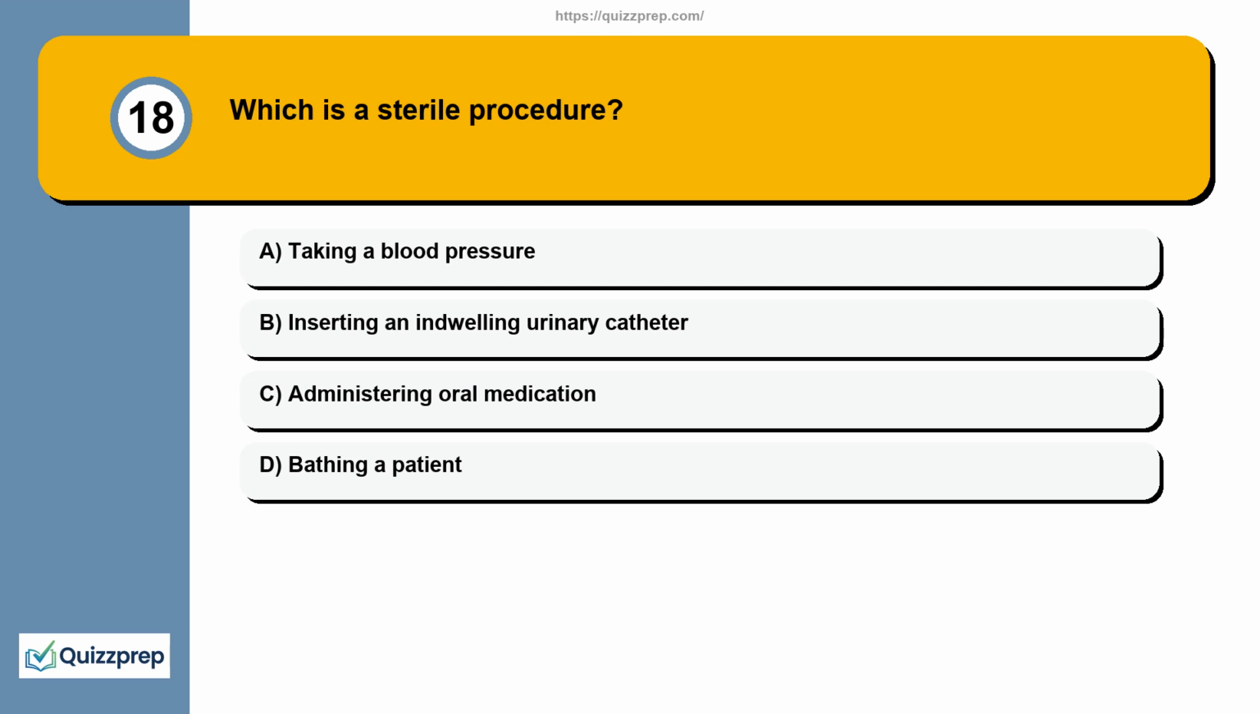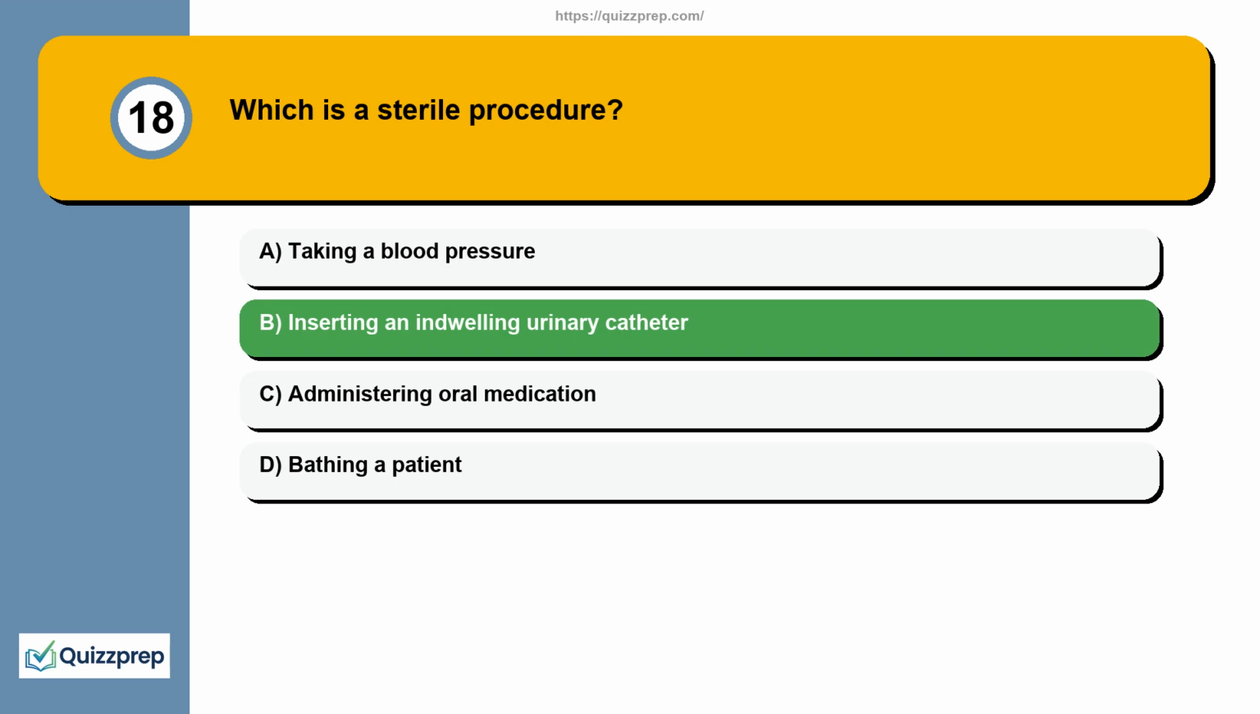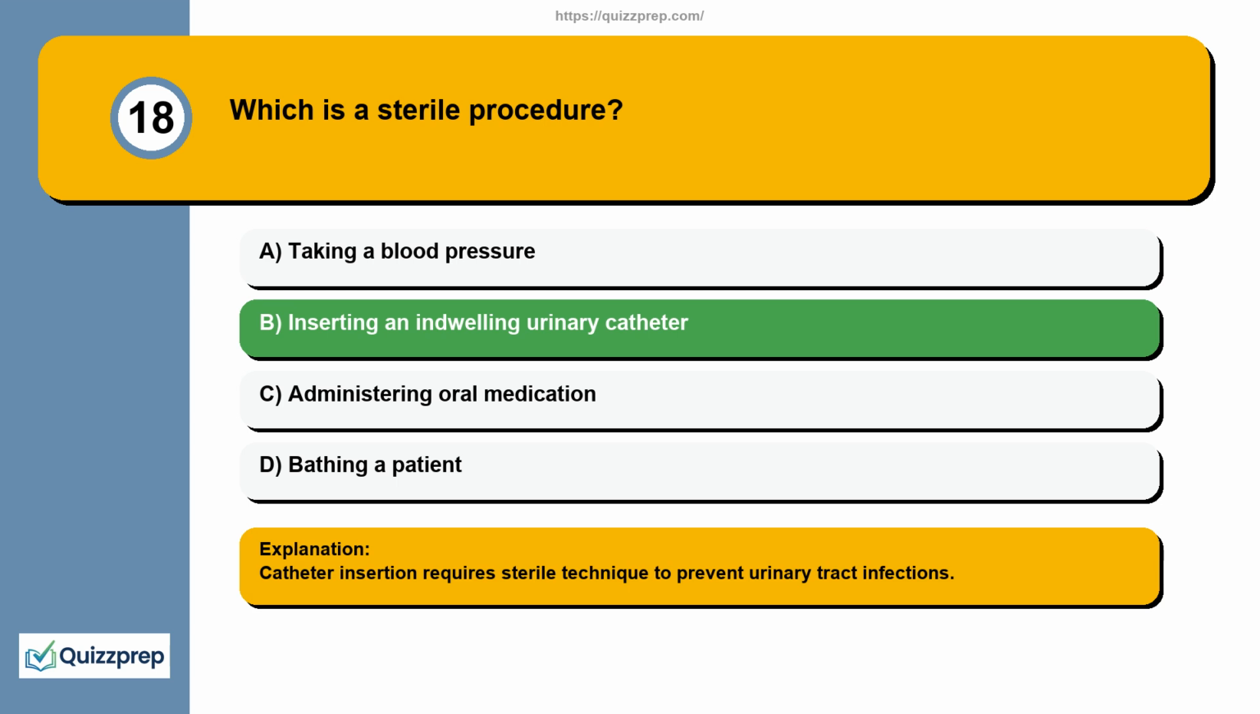Question 18. Which is a sterile procedure? Here are your options. Option A. Taking a blood pressure. Option B. Inserting an indwelling urinary catheter. Option C. Administering oral medication. Option D. Bathing a patient. The correct answer is option B. Inserting an indwelling urinary catheter. Explanation. Catheter insertion requires sterile technique to prevent urinary tract infections.